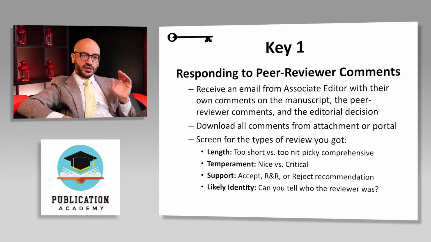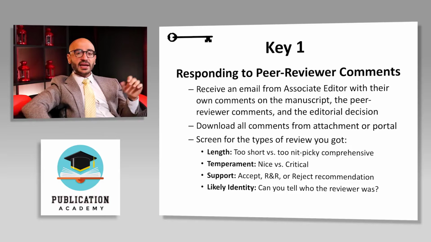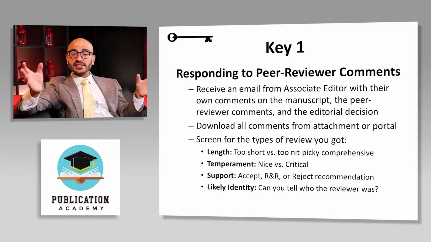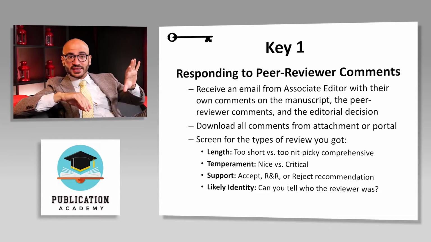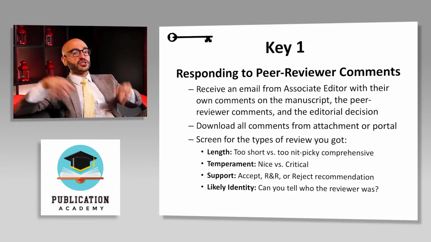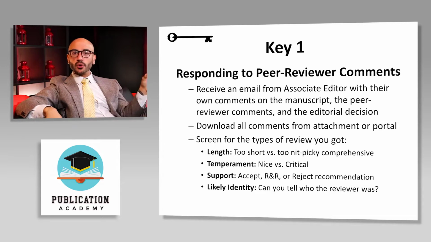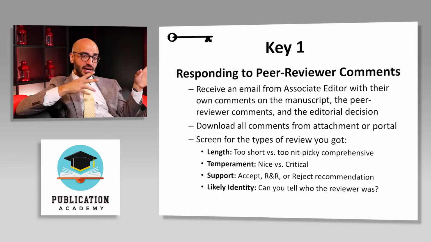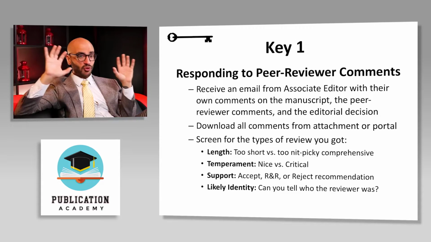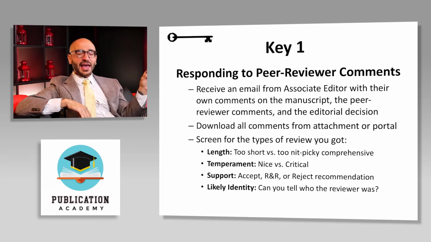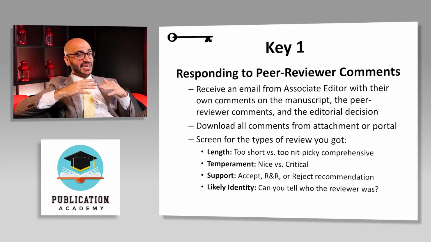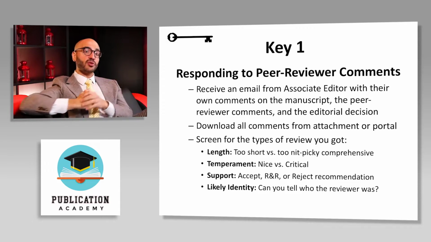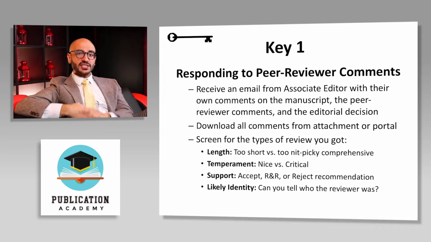And finally, what you want to screen for is the likely identity of the peer reviewer. Now, in previous modules on Publication Academy, we have discussed exactly how you should be selecting, during the submission process, your preferred versus your opposed reviewers. Preferred reviewers, of course, are individuals who are either on the editorial board that you believe have either the content knowledge or the methodological knowledge to make them really solid peer reviewers for your work. And we discussed in that module on submission how you should choose who you believe should be a preferred reviewer and how to recommend them in a cover letter to the editor-in-chief.